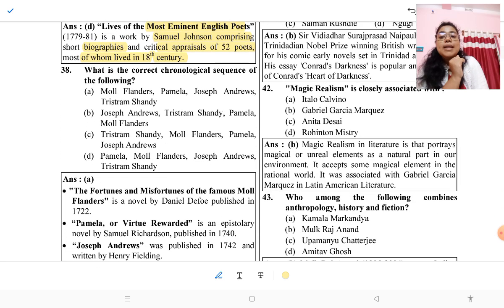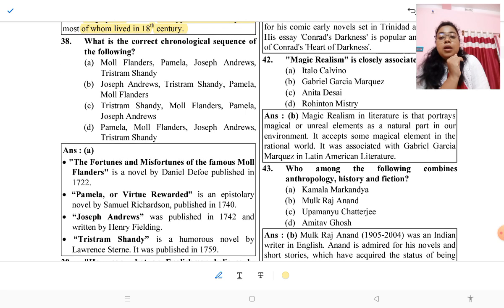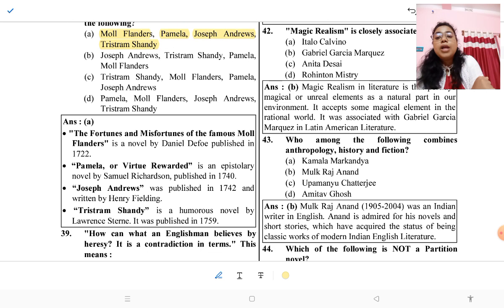Then, what is the correct chronological sequence of the following? The answer will be A: Moll Flanders first, then Pamela, Joseph Andrews, and Tristram Shandy. For The Fortunes, please note down the subtitle, because most of the time they ask the subtitle only.